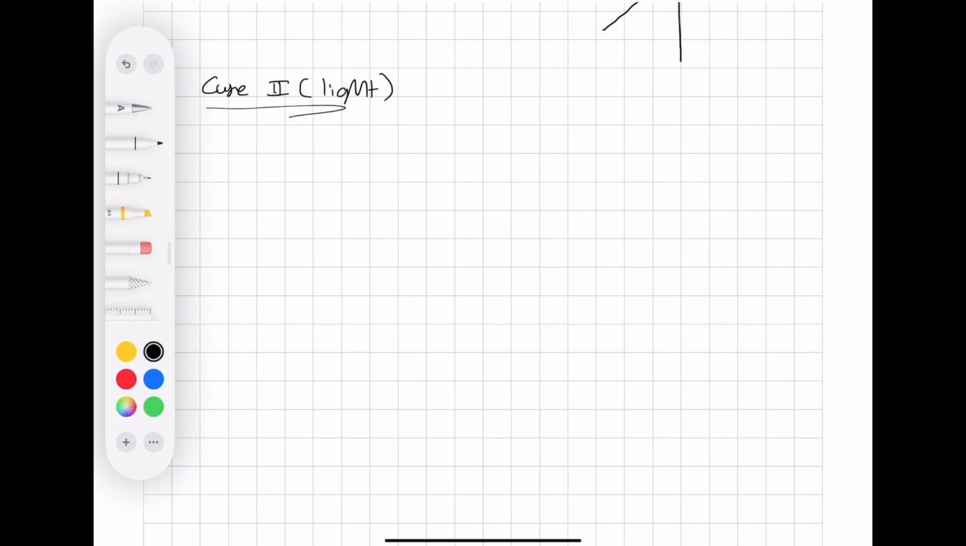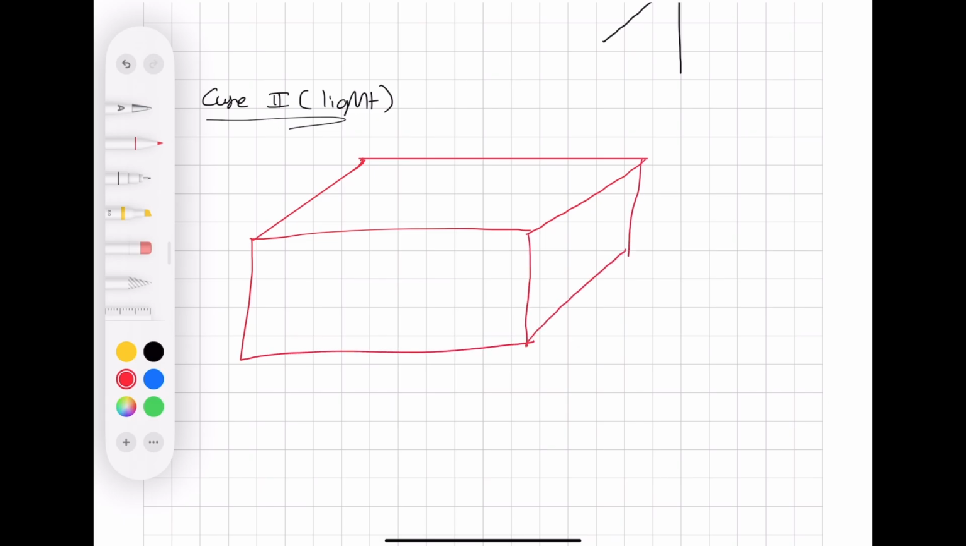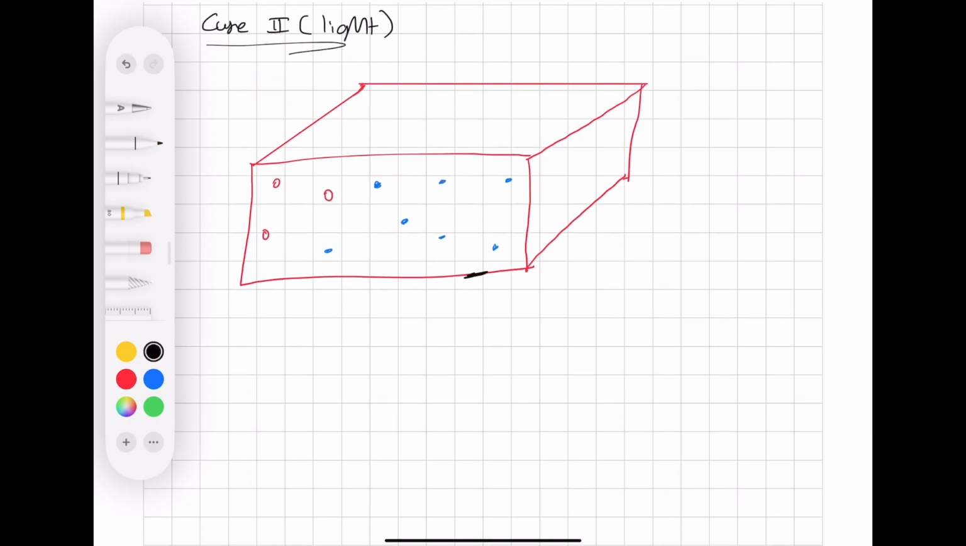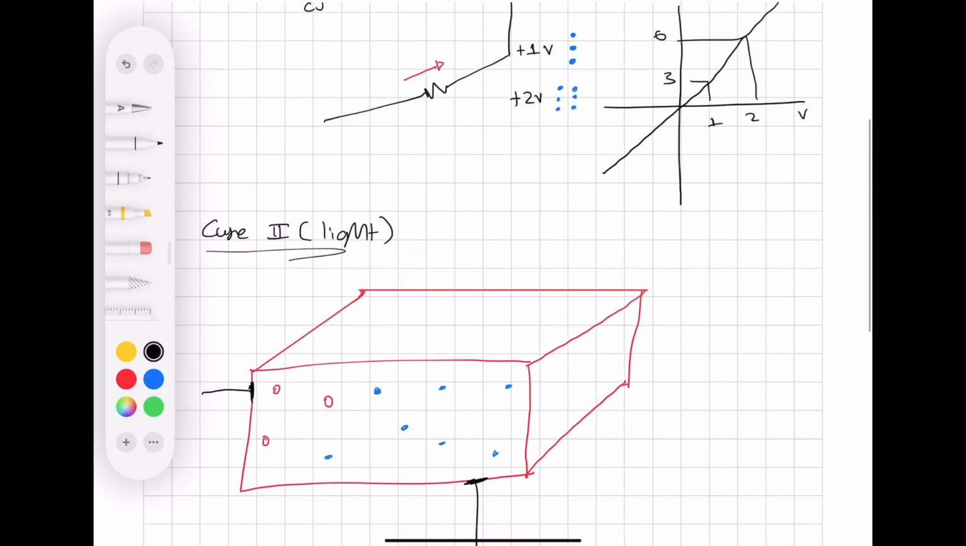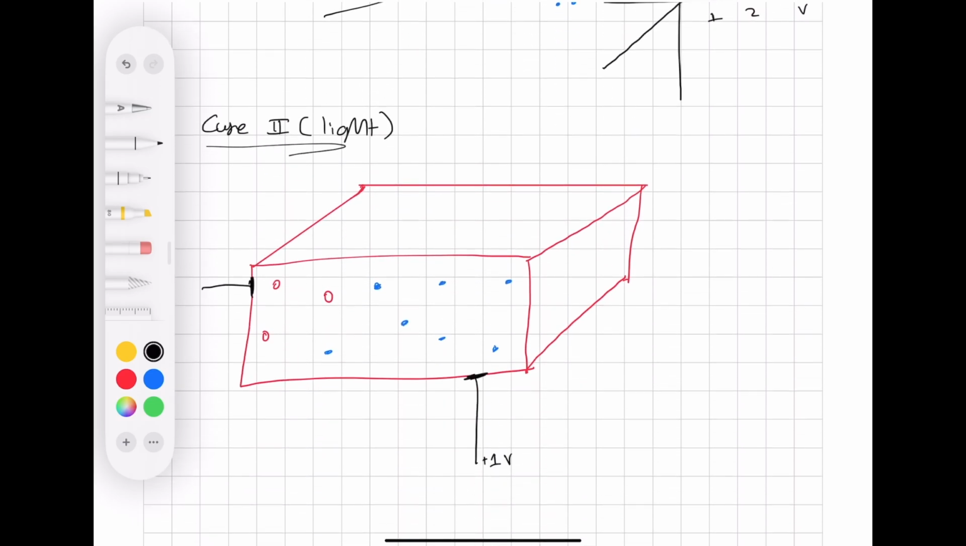When we have light shining on this material, let's draw out our piece of silicon again, but let's make it much bigger this time, just so you can see. Again, we're just going to assume we have the same level of dopants. It's not going to be to scale, but say you have the same level of dopants and connect the circuit in the exact same way, plus 1 volt here. The difference between case 1 and case 2 is that we're shining light on this. So you are shining light of certain energy onto your piece of silicon.